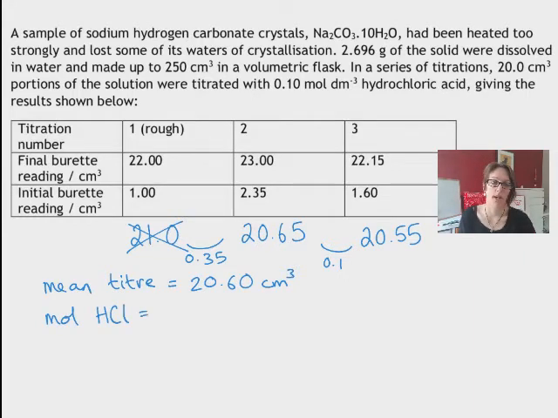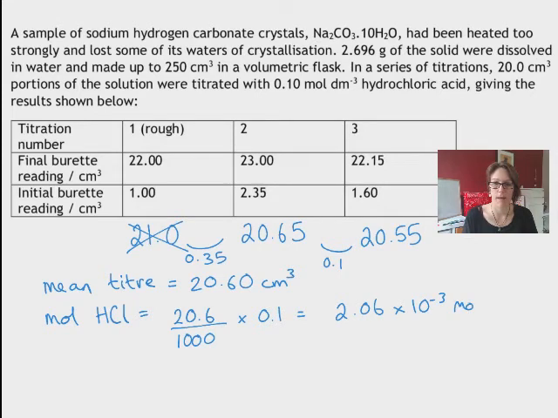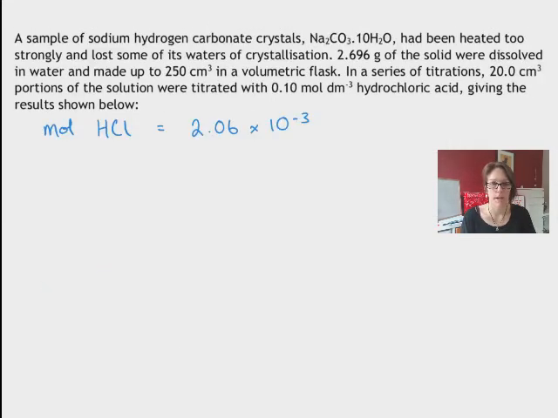So that means I can work out moles of HCl. I've got the volume in centimetres cubed, so I'm going to divide by 1,000 to get decimetres cubed. And then I'm going to times it by the concentration of the acid. So far I've used all the information about the hydrochloric acid to get the number of moles in that titre value. So the acid is reacting with sodium carbonate.